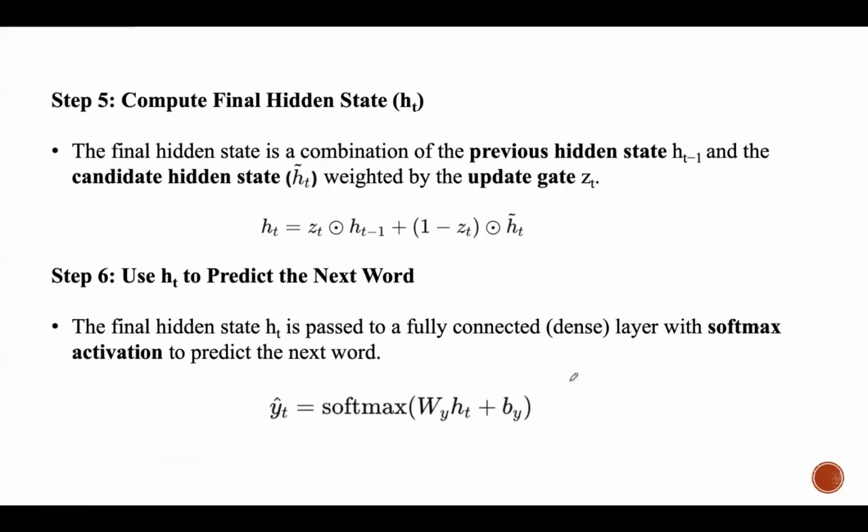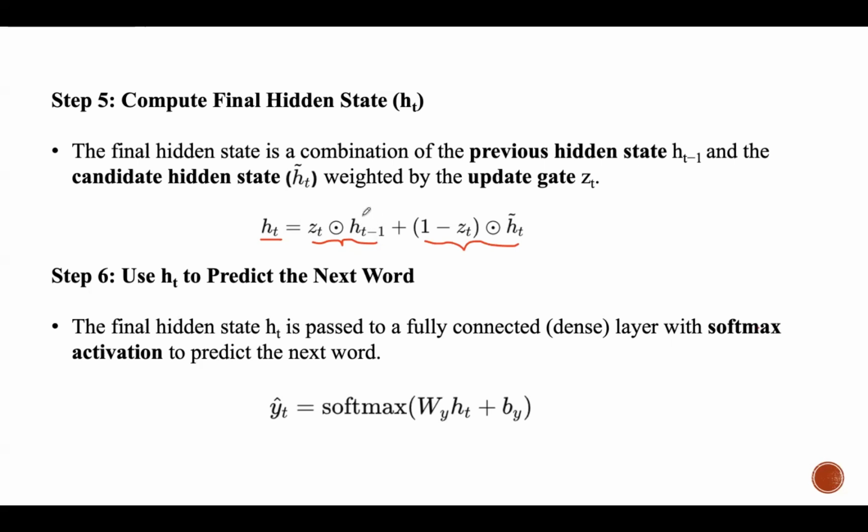The next step is to compute the final hidden state ht. This is the final hidden state at time step t. First, let us see the terms present in this equation. We already know that zt represents the update gate at time step t, which decides how much of the past hidden state should be retained, and its value ranges between 0 and 1 because of the use of the sigmoid activation function.